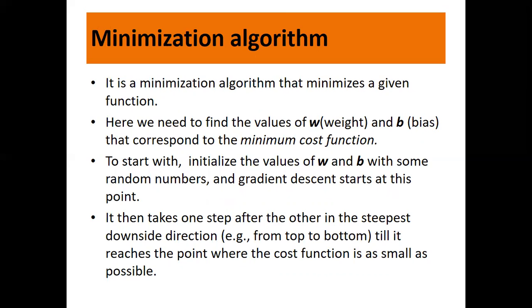minimization. So gradient descent can be thought of as climbing down to the bottom of the valley. You're going down the hill instead of climbing up the hill. This is because it is a minimization algorithm that minimizes a given function. Here we need to find the values of W, that is weight, and B, that is bias, that correspond to the minimum cost function. Now what do you mean by minimum cost function? Sometimes we also call it the loss function.